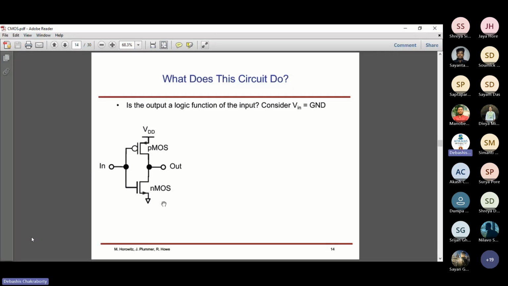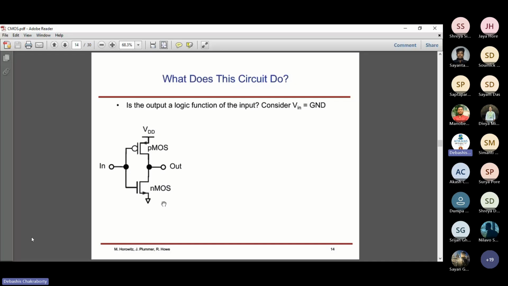Now every CMOS has two parts. One part is on the top, that is the PMOS, and the bottom is known as the NMOS. Is it clear?